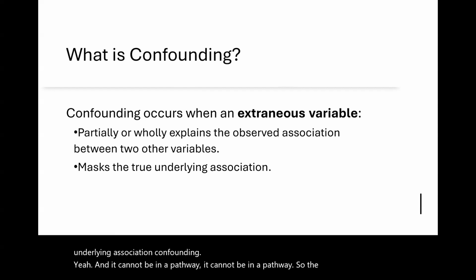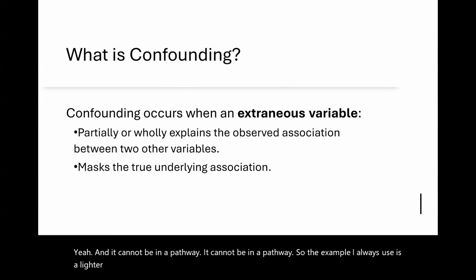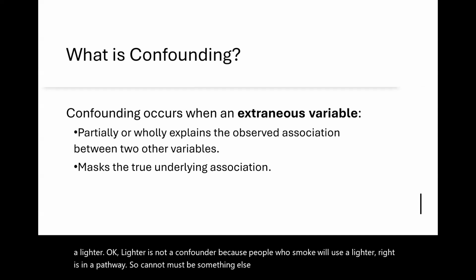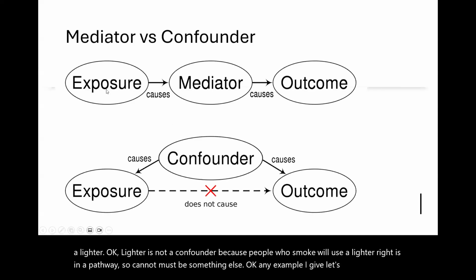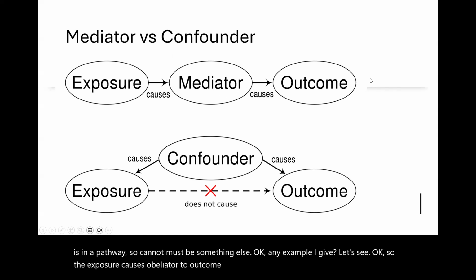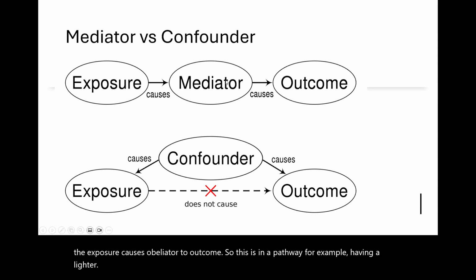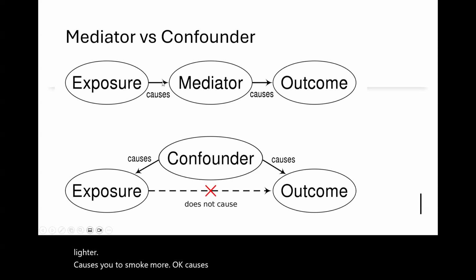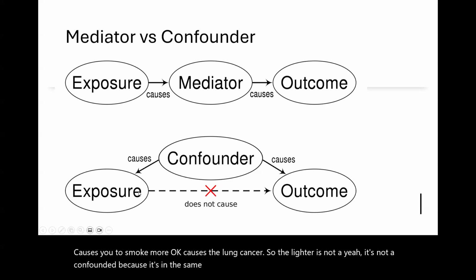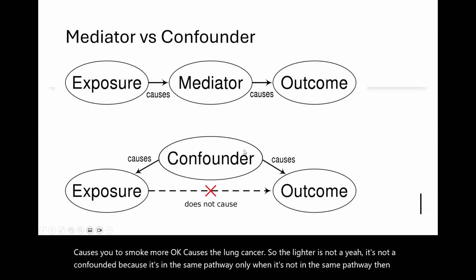So the example I always use is the lighter. A lighter is not a confounder, because people who smoke use a lighter, so it is in a pathway. The exposure causes a mediator to cause the outcome. For example, having a lighter causes you to smoke more, which causes lung cancer. So the lighter is not a confounder, because it's in the same pathway. Only when it's not in the same pathway is it considered confounding.